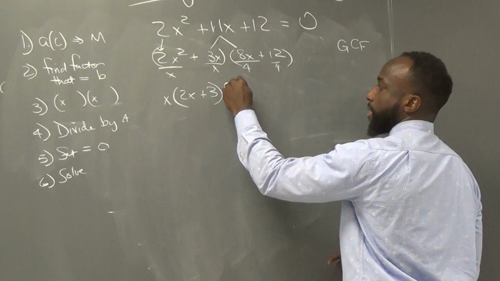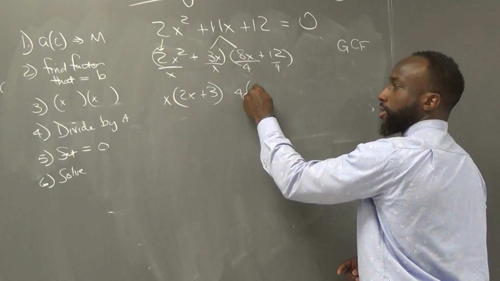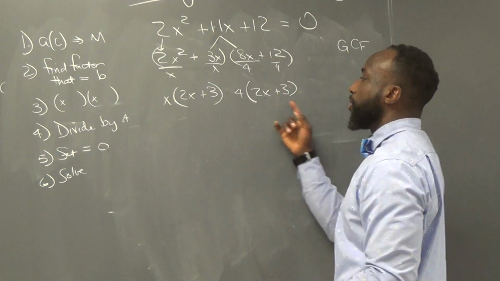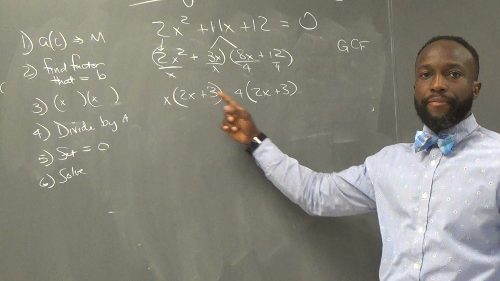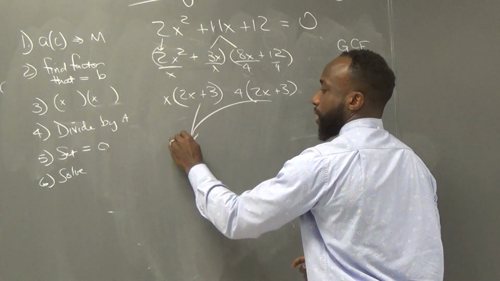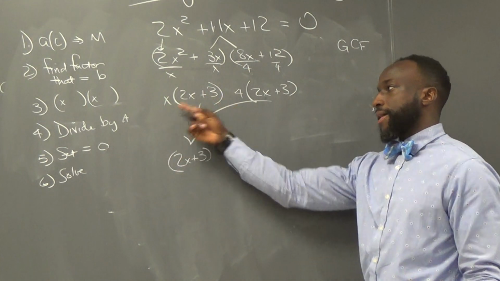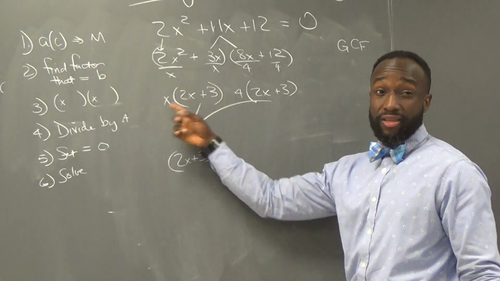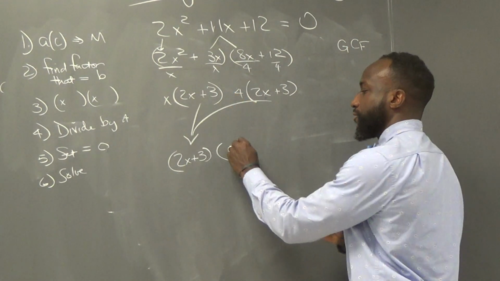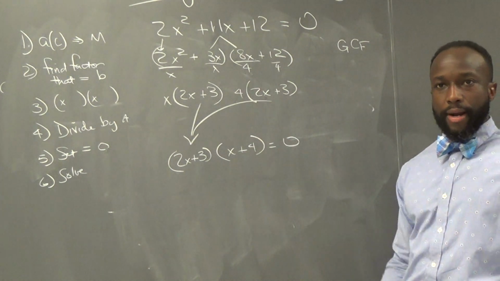So you pull the 4 out. 8x divided by 4 is 2x. And then 12 divided by 4 is 3. Alright, so we factored correctly if both of these are the same. So this gets one set of parentheses, that's 2x plus 3. And then what we factored with gets a set of parentheses. So you're going to get x, and this is a positive 4, so it'll be plus 4. And that's your solution.